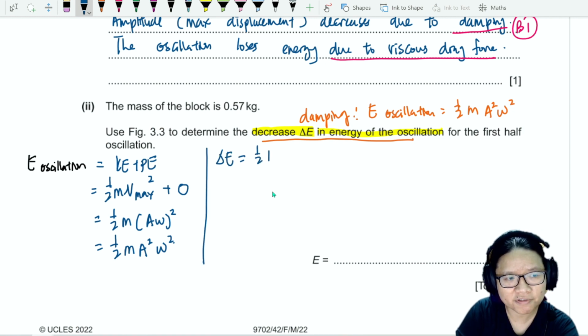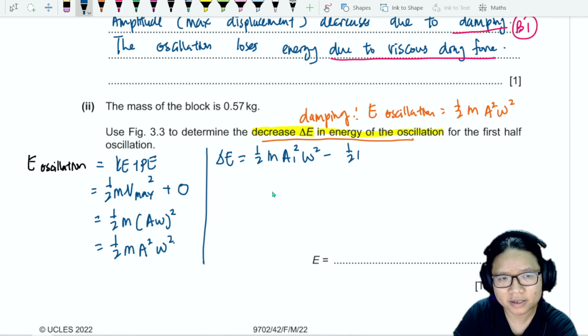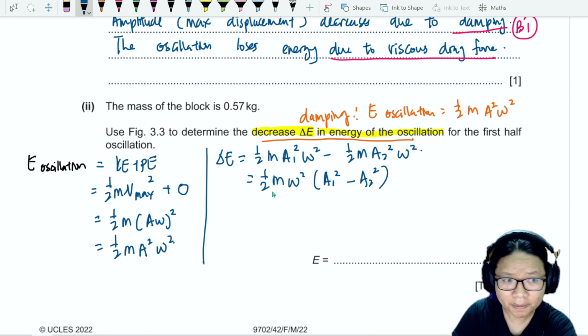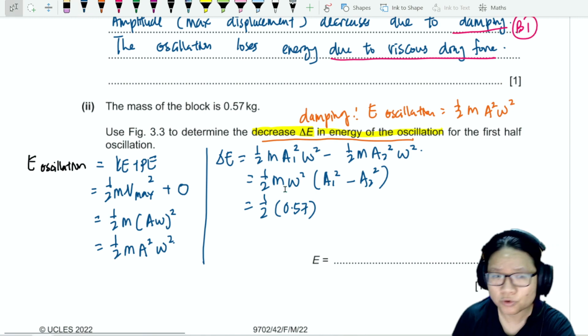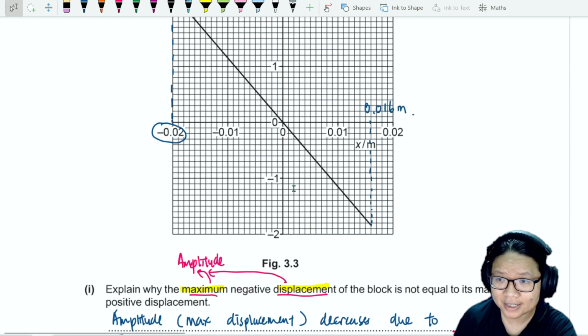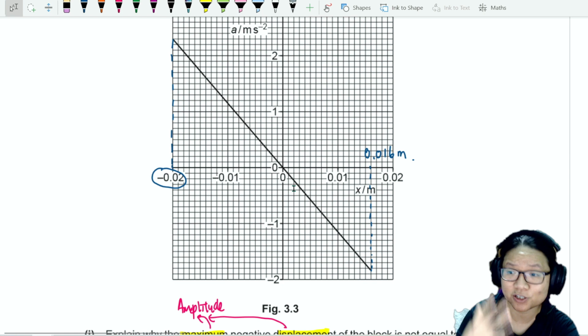So this will be half m. The only one that changed is the amplitude. So half m A1 squared omega squared minus half m A2 squared omega squared. I can factorize all the constants and leave A1 squared minus A2 squared. Now I can substitute. I have 0.57, but wait a minute, what is our omega? How do we find omega? Because the question didn't give us anything but this graph.